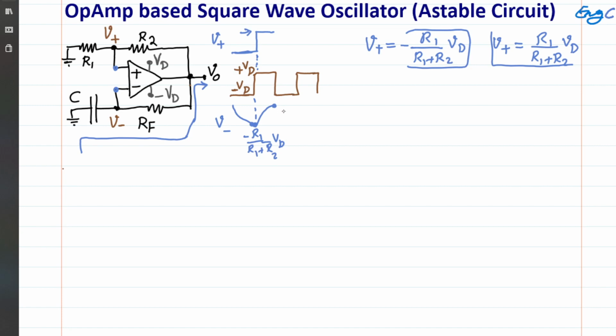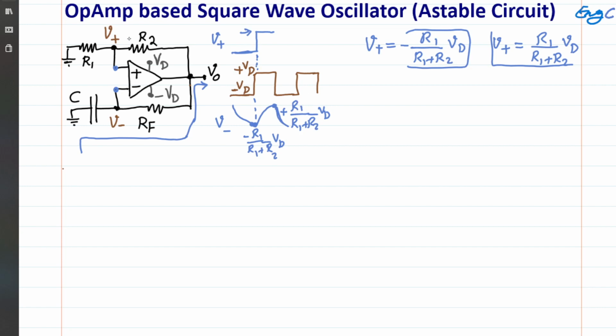So at this point, the voltage for the negative terminal is now plus R1 divided by R1 plus R2 times VD. All right, so the lesson learned is that the negative terminal starts doing an exponential sort of oscillation, exponential because it's governed by an exponential function. It oscillates between negative R1 over R1 plus R2 times VD to plus R1 over R1 plus R2 times VD and keeps going on forever.